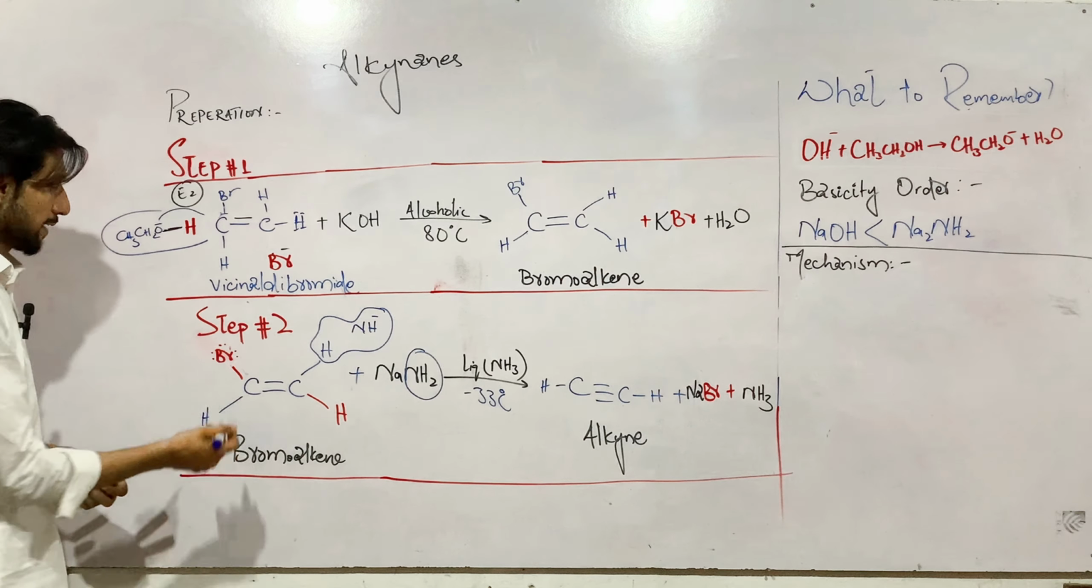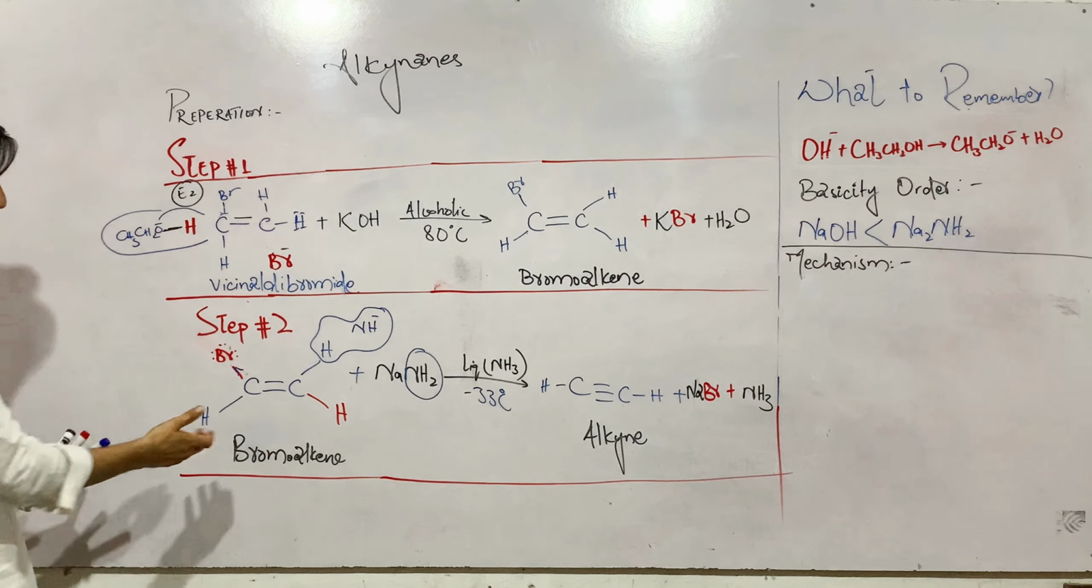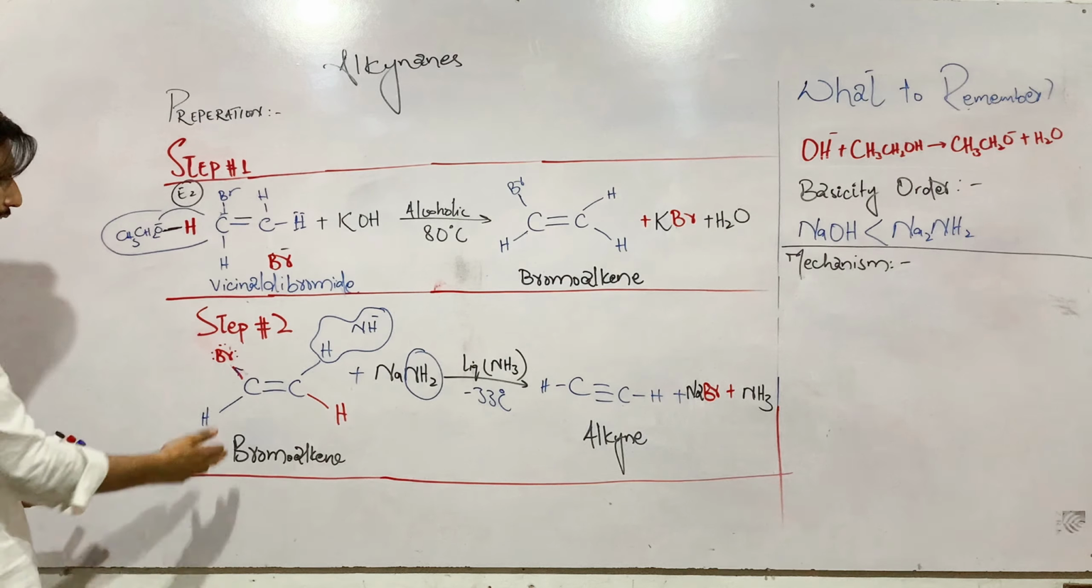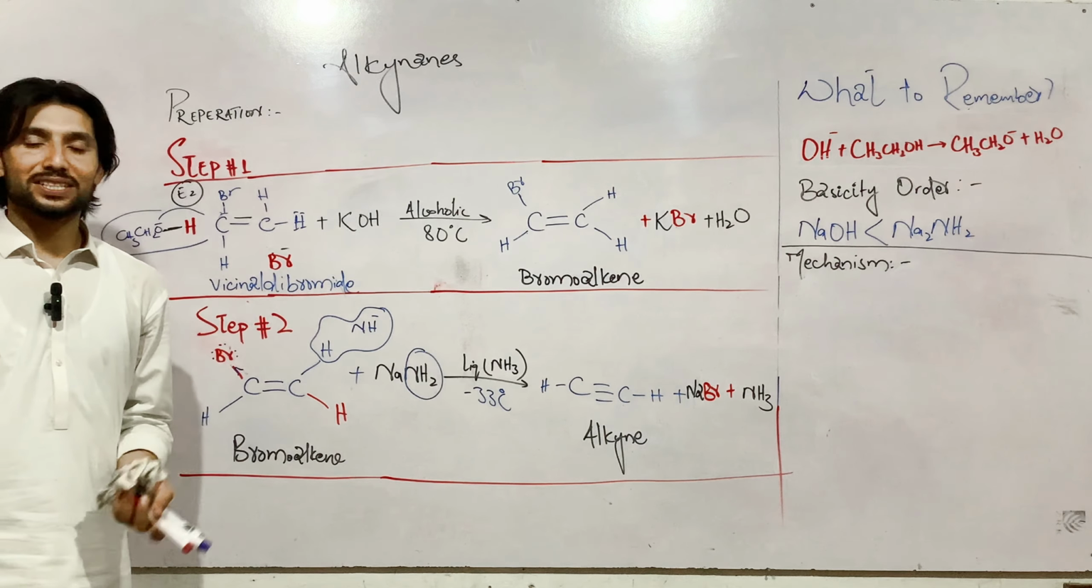And the same thing happens. This bromine now is going to leave. It leaves as bromide and combines with the sodium to form sodium bromide, and we see the formation of an alkyne. So this was all about it.